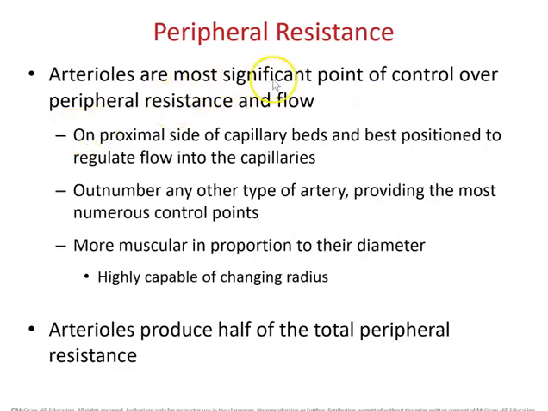Arteries are the most significant point of control over peripheral resistance and flow. They are on the proximal side of capillary beds, and best positioned to regulate flow into capillaries. Arterioles are the other type of artery, providing the most numerous control points. More muscular in proportion to their diameter, they are highly capable of changing radius. Arterioles produce half of the total peripheral resistance.